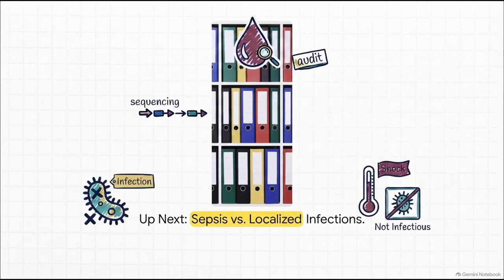We've covered a ton of ground today, from basic systemic infections all the way through the critical nuances of shock and audit defense. So ask yourself, is your current clinical documentation bulletproof enough to withstand the scrutiny of tomorrow's audit? Stay tuned for part 13, where we explore sequencing complexities, breaking down sepsis versus localized infections and non-infectious conditions. Until then, keep learning and keep leveling up.